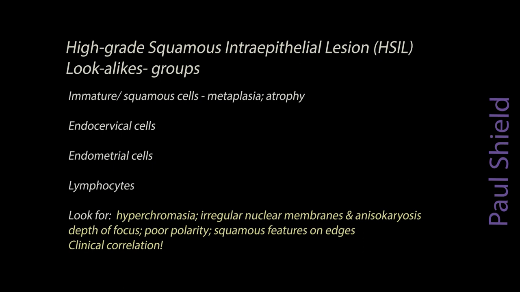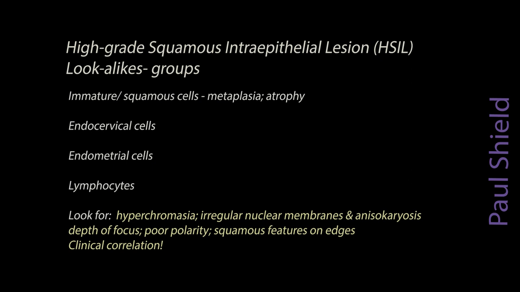So it's important, one, to identify nuclear abnormalities, and variation in nuclear size and shape is very helpful in this regard, along with hyperchromasia and coarse chromatin, and then look at the architecture of the group. So does it have depth of focus of greater than 2 nuclei? Is it showing poor polarity, overlapping disorganization? Are there squamous features around the edges? So make sure that they've got that well-defined cell border. And finally, correlate with clinical notes.